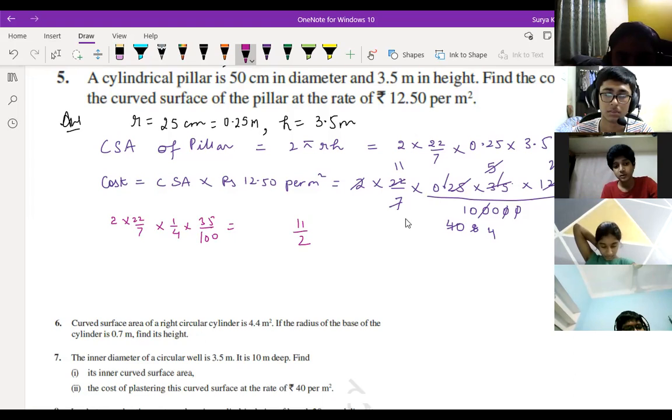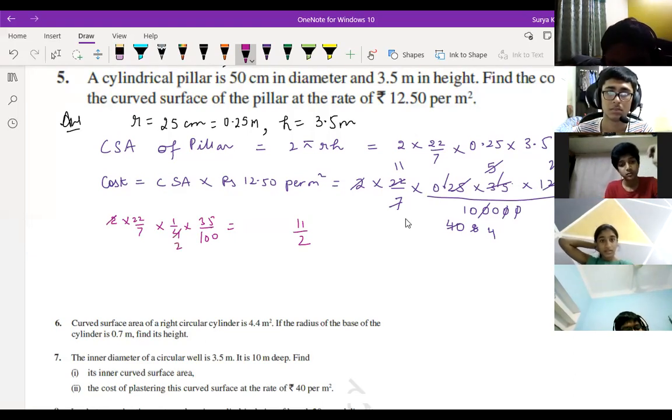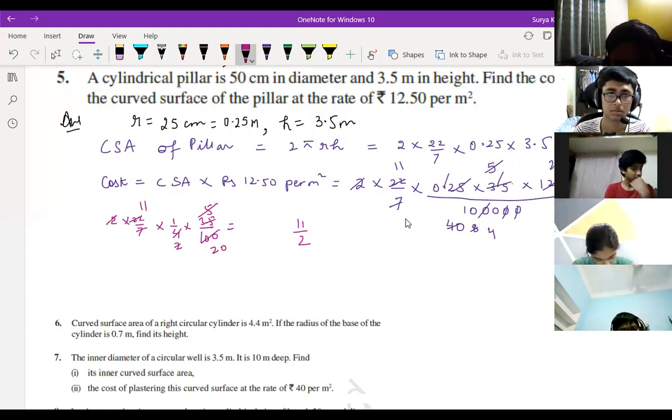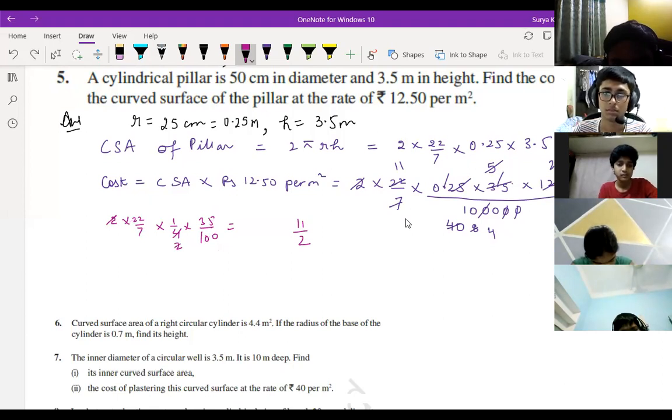Let me check whether it's correct or not. 2 2s are 4. 2 11s are 22. 7 5s are 35. So 5 20s are... 11 by 20 is coming now. How is it 11 by 2? 11 by 20 will come now. Check. So I'm getting 11 by 2 only. So 11 by 2 is equal to 5.5. Wait, once again I'm doing it here. See, 2 2s are 4, correct?